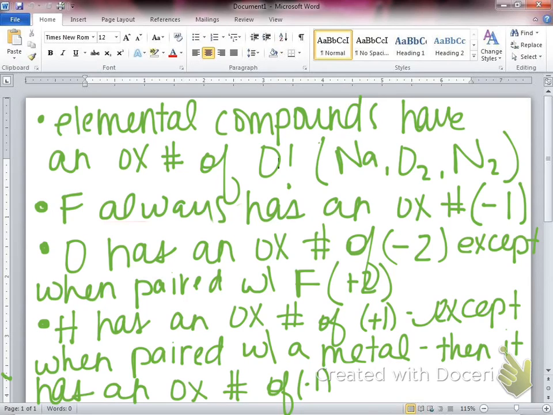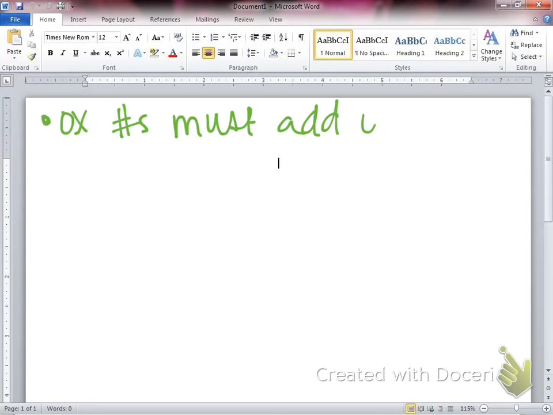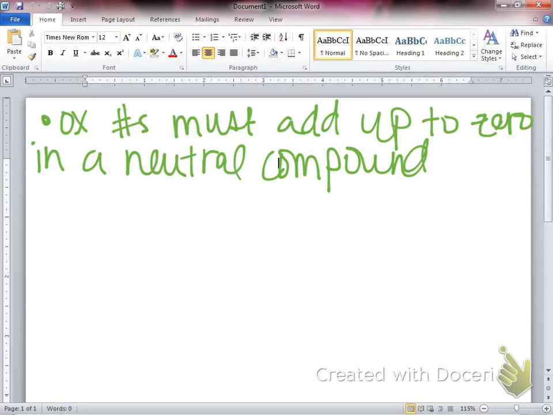Questions so far? Okay, let's keep going. We have 3 more rules maybe. Oxidation numbers must add up to 0 in a neutral compound. Okay, so anytime we have a neutral compound, we have to make sure that our oxidation numbers add up to 0, just like our charges would normally add up to 0.